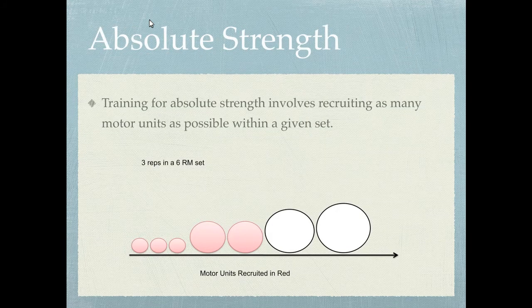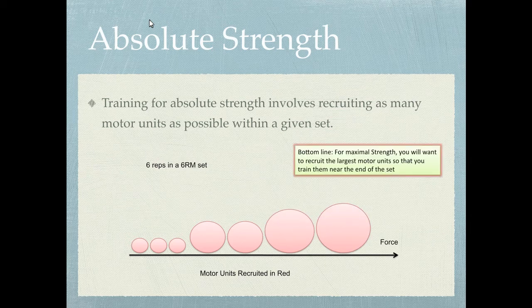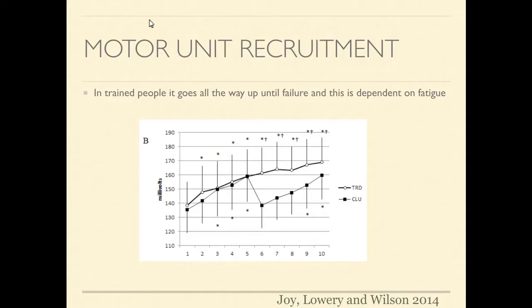Now, training for absolute strength involves recruiting as many motor units as possible within a given set. So here's 3 reps in a 6 RM set. That's 4 reps in a 6 RM set. That's 6 reps in a 6 RM set. So as you near failure, you're recruiting all your motor units.